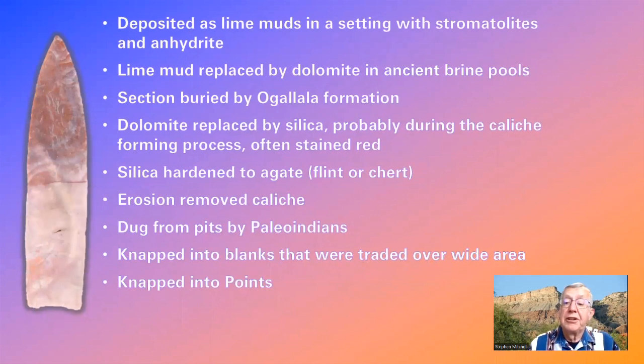As a geologist, we can identify a lot of different steps that took place. That flint wasn't originally deposited as flint. It was deposited as lime muds, settling in a section of rock that has stromatolite. It has these algal mats in it and anhydrite. And so you would expect that it was deposited in an arid type of setting, something like the Persian Gulf.